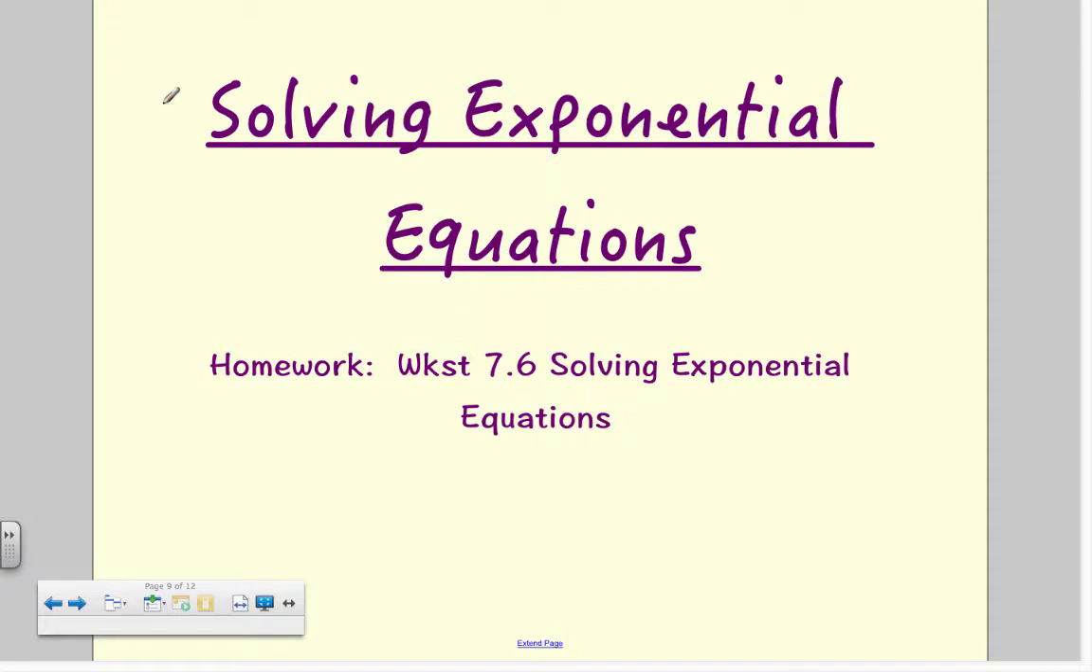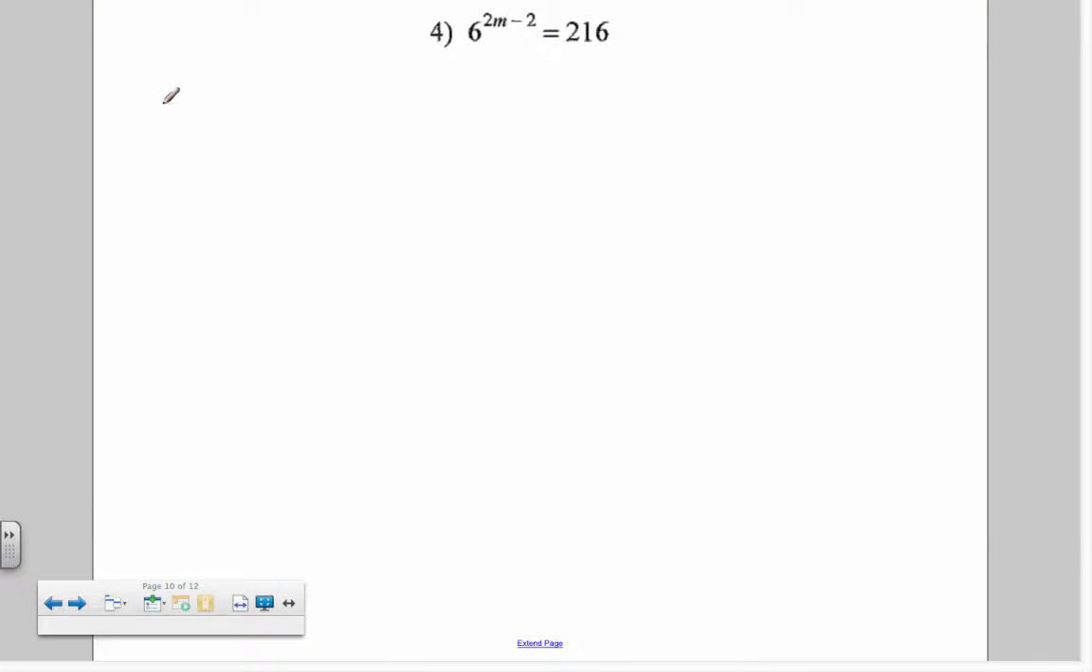Welcome to Solving Exponential Equations. This is from your worksheet 7.6, Solving Exponential Equations. I'm going to start with number 4.